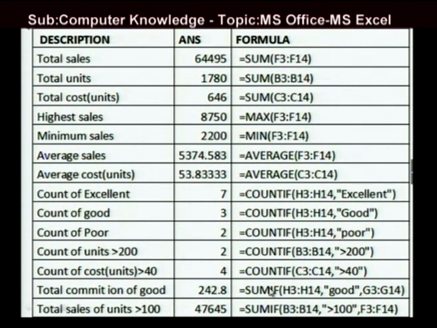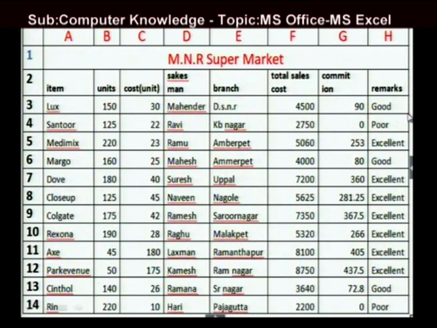Next, SUMIF condition. SUMIF is a sum, but an IF condition is also there, that is the condition of sum H3 is to H14, and these are the columns and rows, total commission of good. How to find out? Here the commission column is there, and in this commission column only the excellent word we have to calculate, the only sums of excellent.